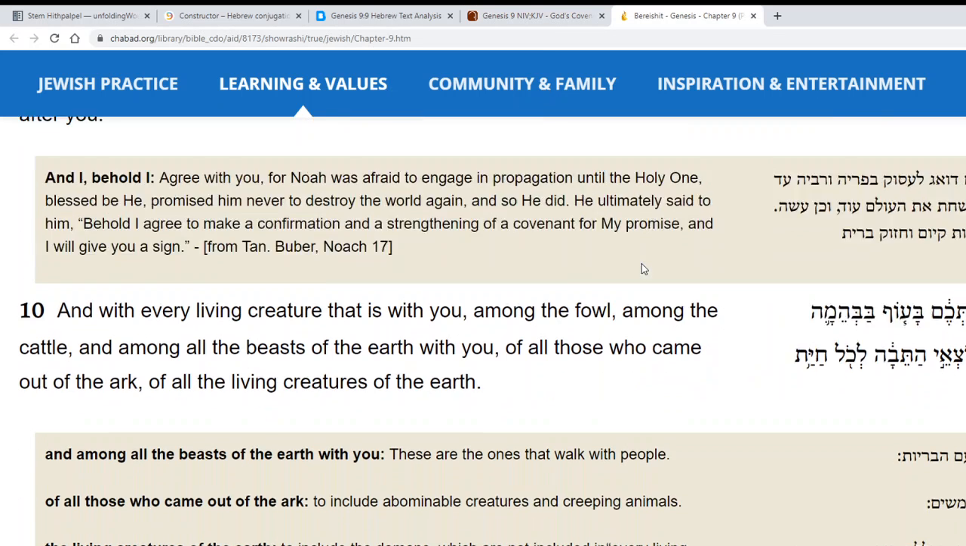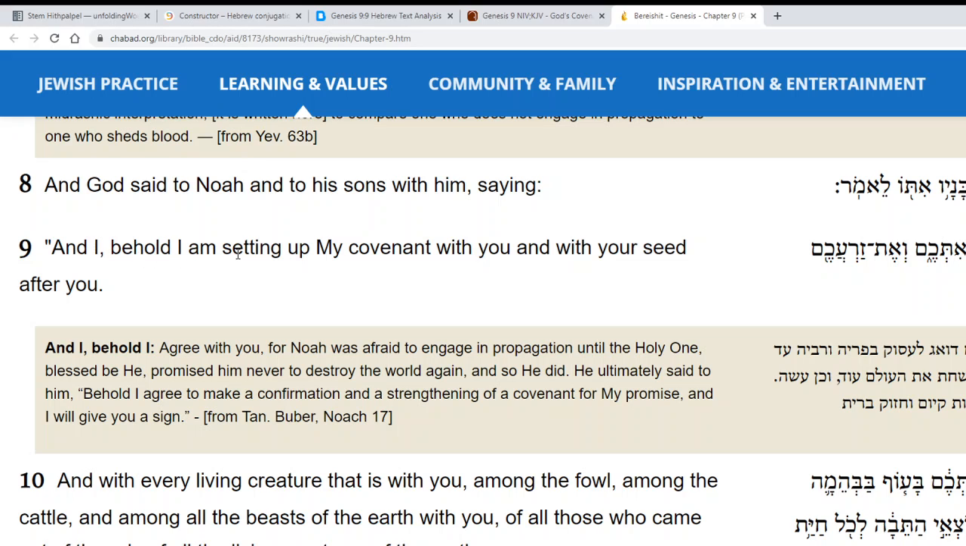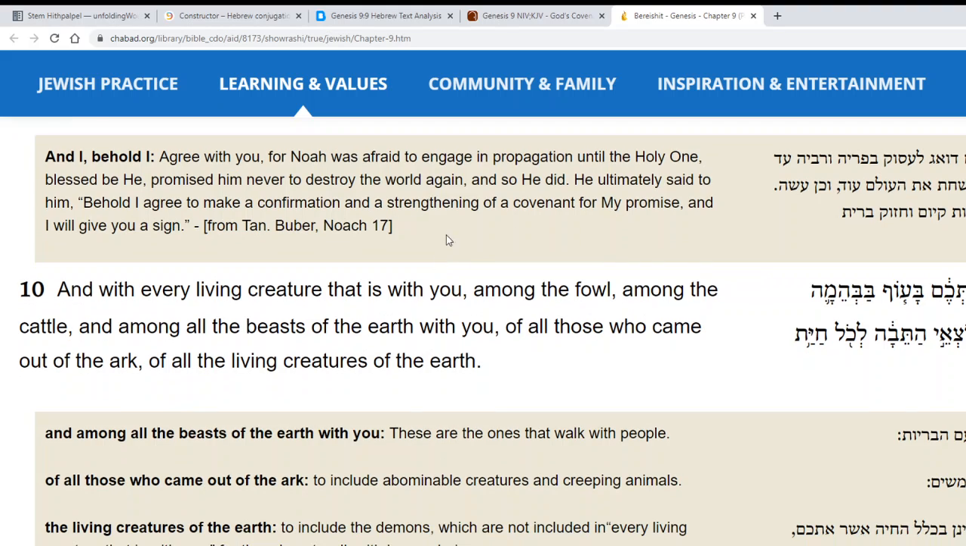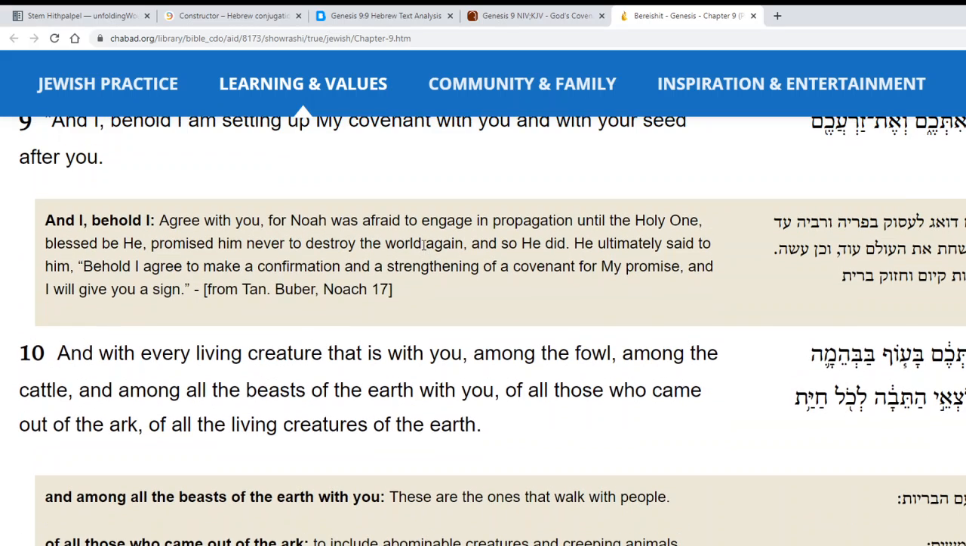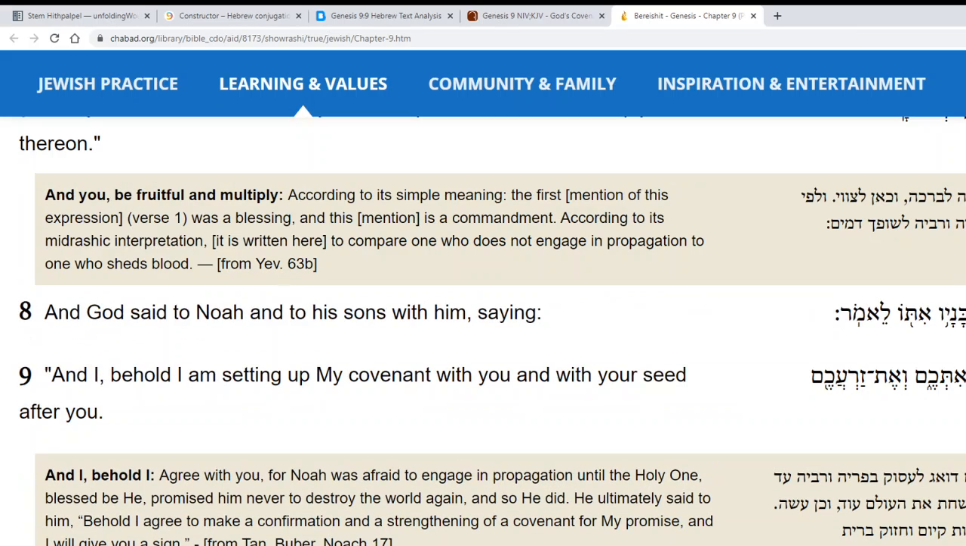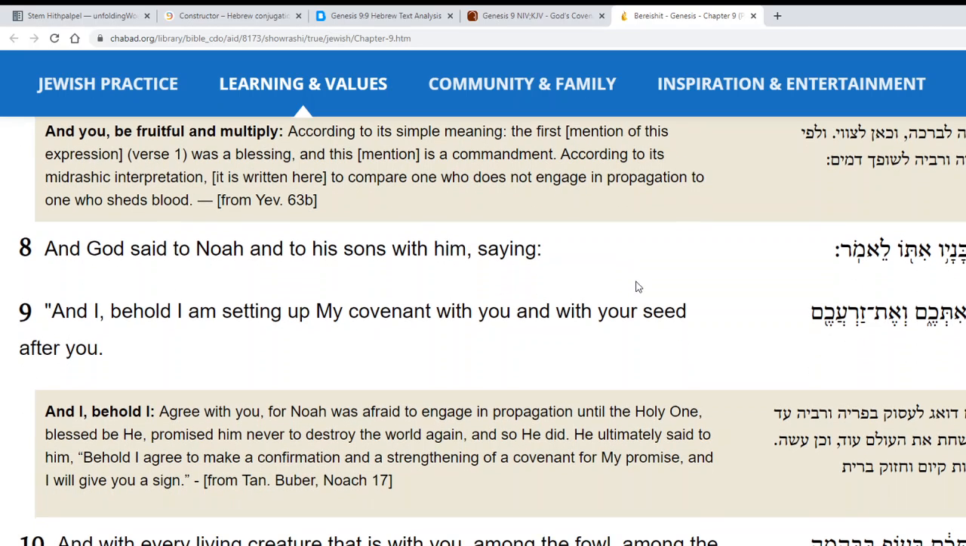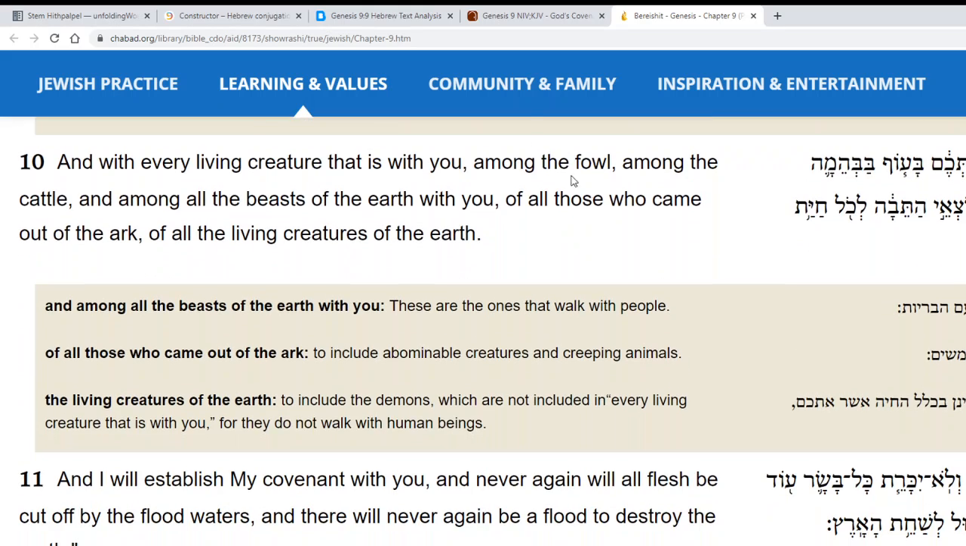Let's look at Chabad. And I, behold, I am setting up my covenant with you and with your seed after you. And here, you can look at the Rashis if you like. It's bringing a midrash Tanchuma. You can look at that there. Okay. Because it's a little strange. Va'ani hineni. Why does it need to say and I hineni? You could just say vehineni, and here I am, right? Okay, you can read that there if you would like.